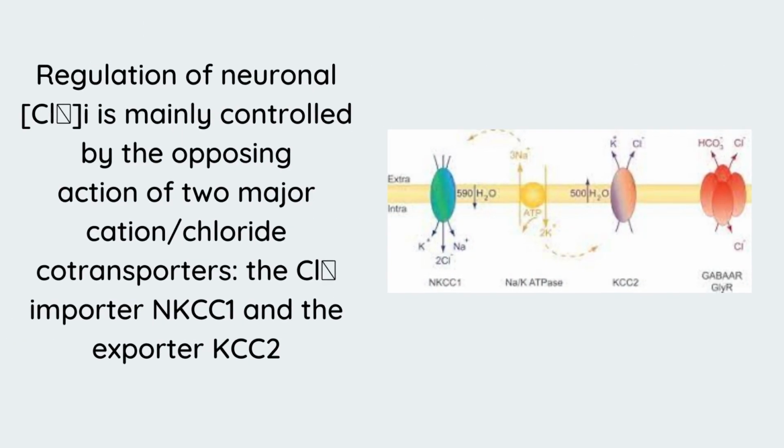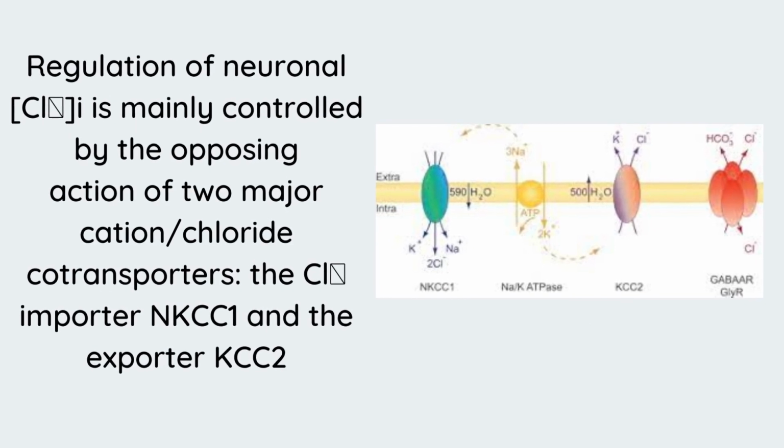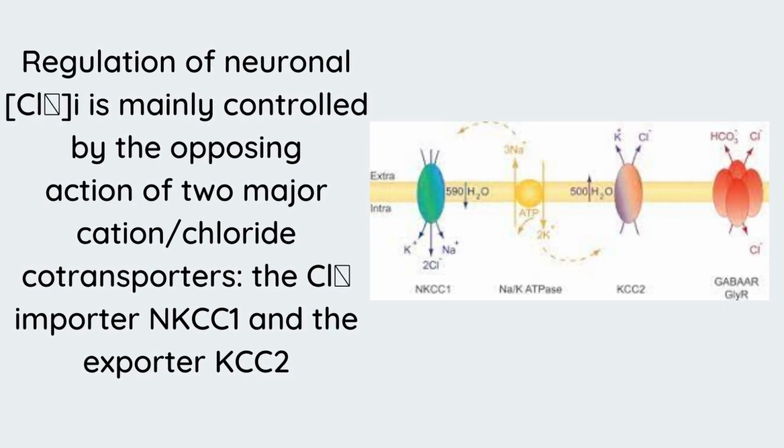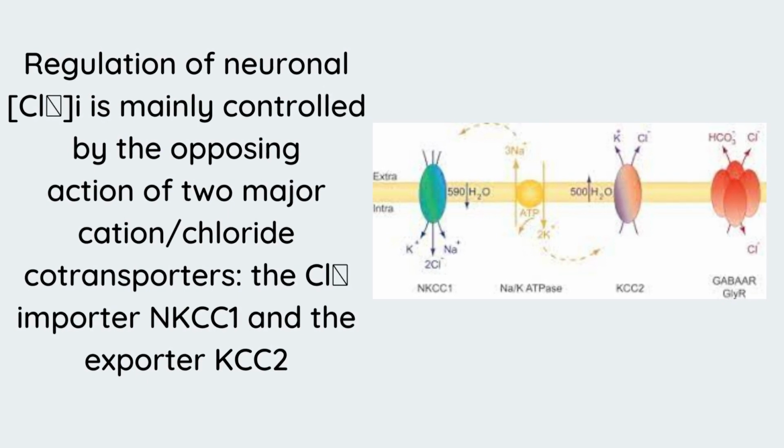Regulation of neuronal chloride is mainly controlled by the opposing action of 2 major cotransporters, the chloride importer NKCC1 and the exporter KCC2. In the NKCC1 pump, 1 sodium, 1 potassium and 2 chloride ions are imported, and in the KCC2 pump, 1 potassium and 1 chloride ion are exported.